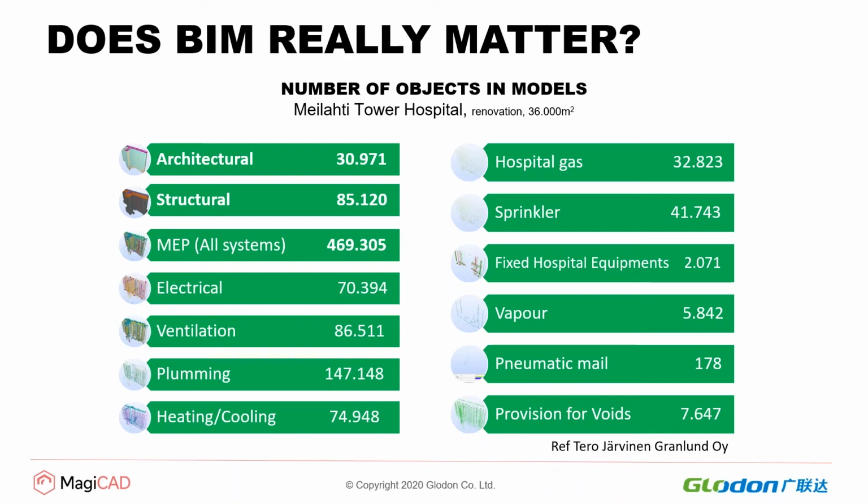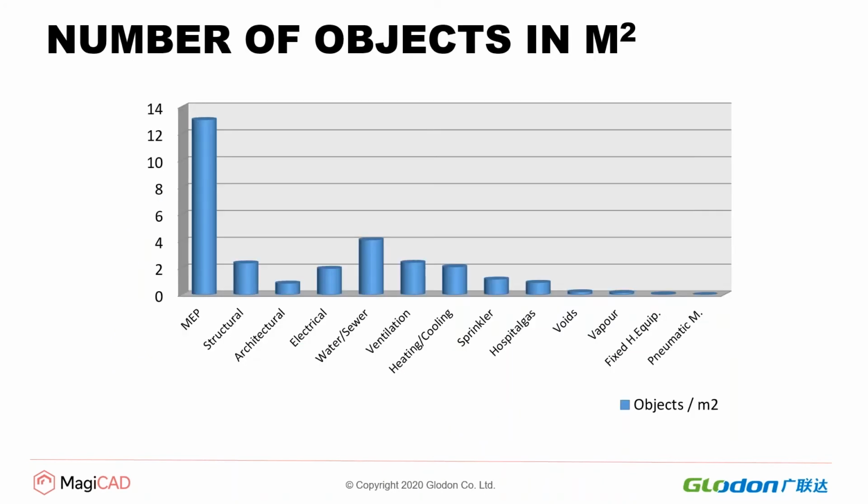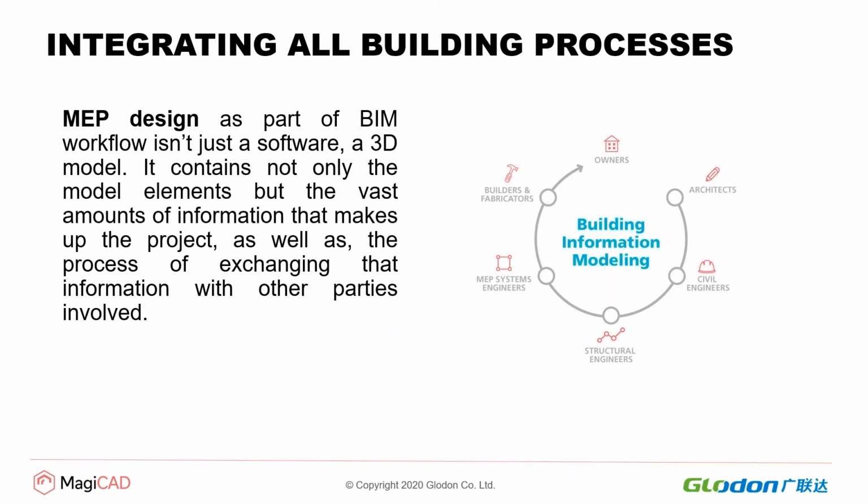So we don't need to ignore the MEP all the time. You can also see the number of objects per square meter. If you look at the MEP objects, it's more than 12 objects per square meter, whereas structure and architecture is not even 4 or 2, right? Only the structure elements are two and the architecture elements are even one. So that's where it shows the importance of MEP. And you can see the full life cycle of the BIM and what is the position of MEP engineers in the life cycle of the BIM.